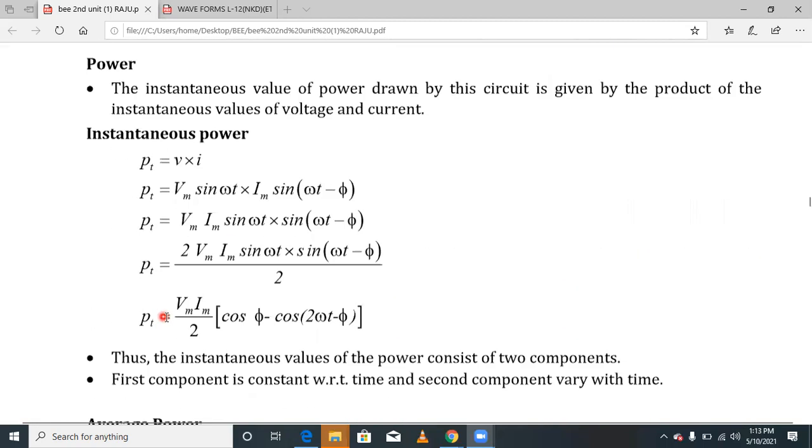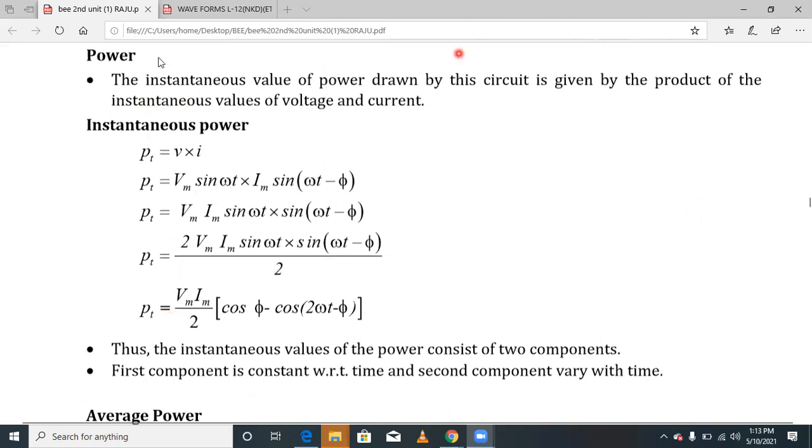Then coming to the power. The instantaneous value of the power drawn by the circuit is given by the product of the instantaneous values of voltage and current. So instantaneous power p(t) is equal to v into i, that is Vm sin omega t into Im sin(omega t minus phi) for the RL circuit. Substitute and simplify this expression, and you will get p(t) equal to Vm Im by 2 into (cos phi minus cos(2 omega t minus phi)).